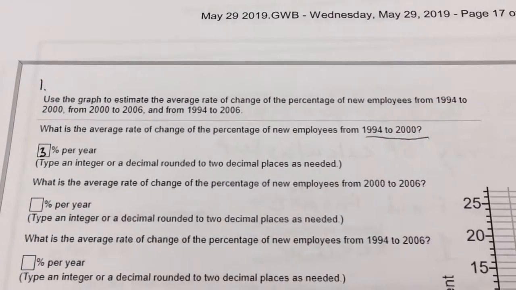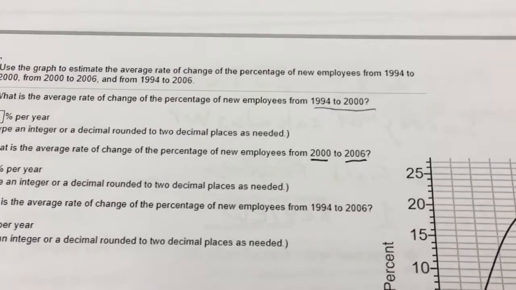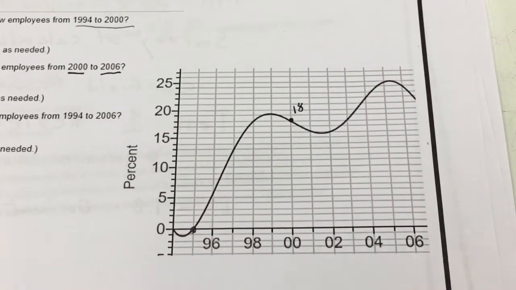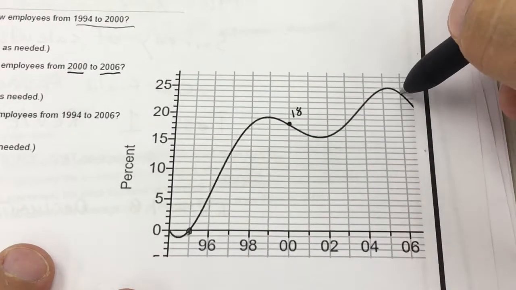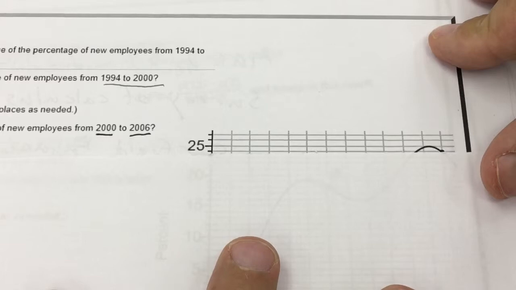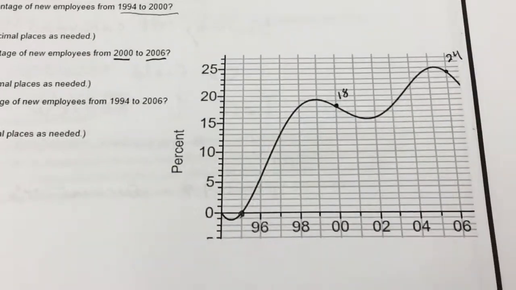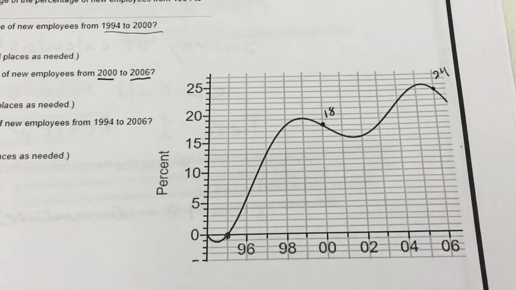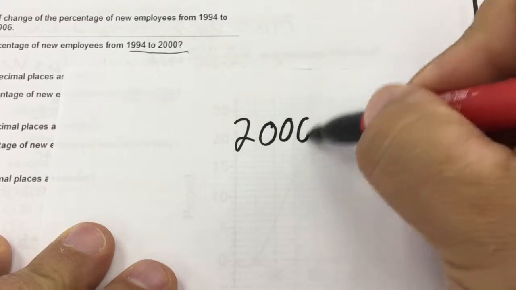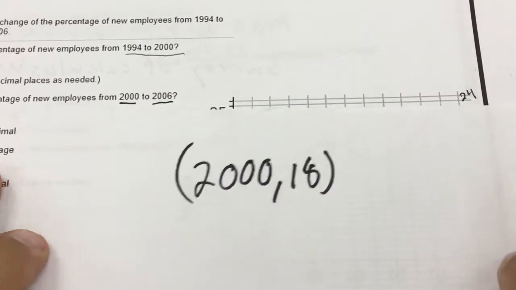Next one, it wants the average rate of change from the year 2000 to 2006. So let's see what that is. From the year 2000, we already know that's 18, to 2006. 2006 is going to land me up here. And let's see what y value that is. That's 1 below 25, so that's going to be 24. And again, that gives me two coordinates: 2000, comma 18, which we already had, and the other coordinate is 2006, comma 24.